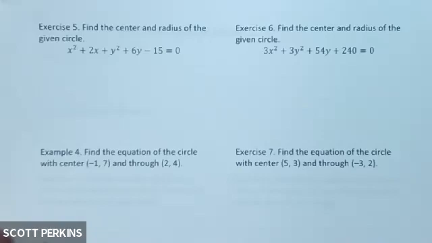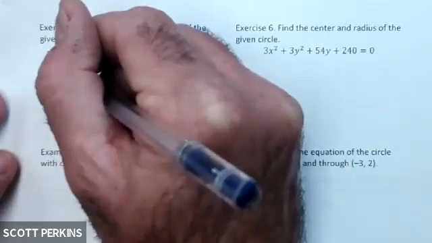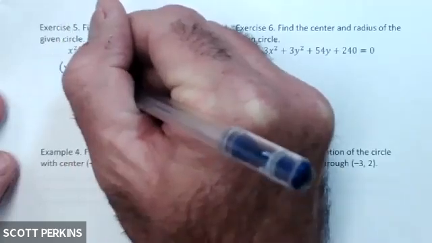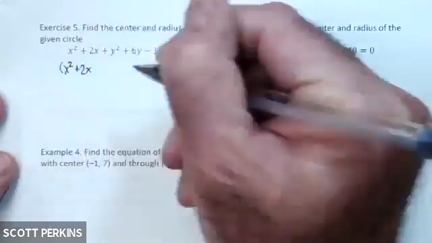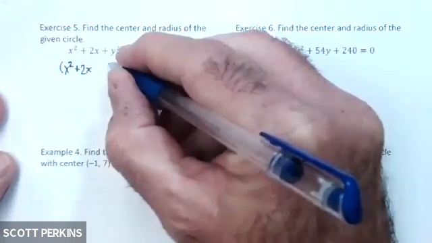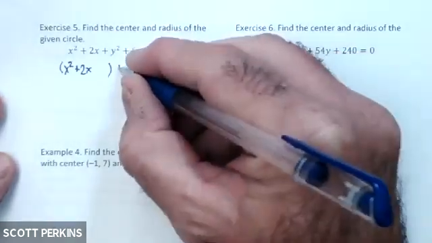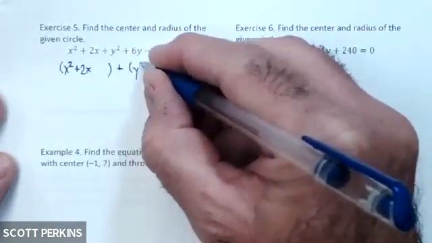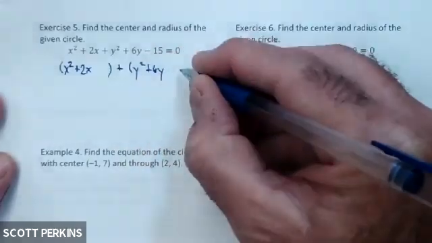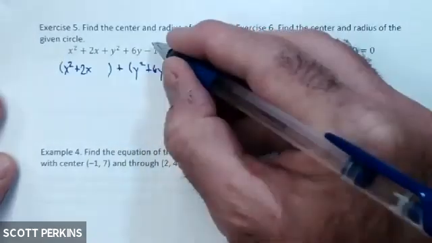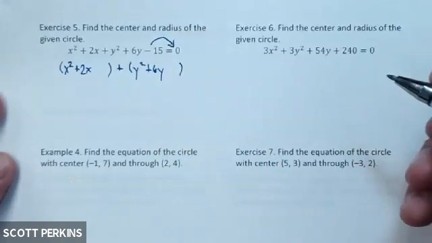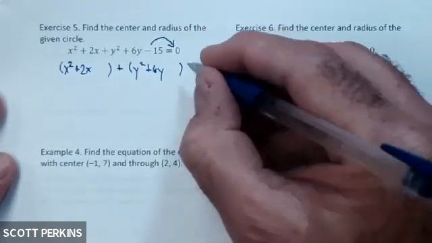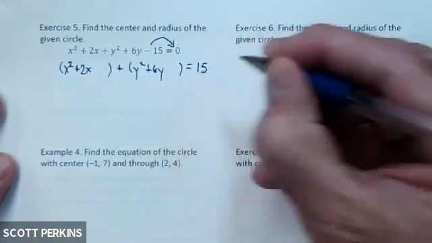So my process for completing the square for my circles is like this. I'm first going to group my x terms together. So I'm going to put that x squared plus 2x in a set of parentheses. And then I'm going to leave a little gap and then plus, and then I'm going to put the y squared plus 6y in parentheses, and again, leave a little gap. This negative 15, I'm going to bring over to the other side by adding 15 to both sides, so I get equal to positive 15.